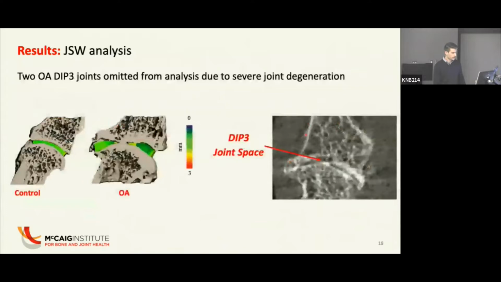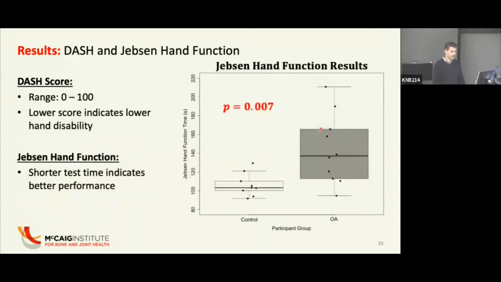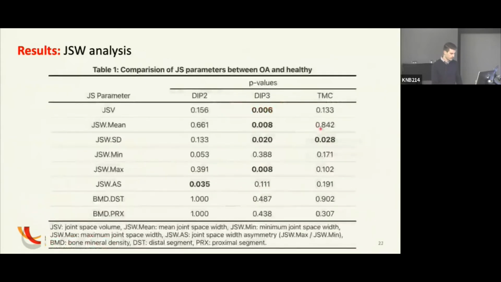For our joint space width analysis, we did have to omit 2 scans of the DIP3 joints due to severe joint degeneration, which prevented us from actually analyzing some of the joint space, as you can see in this example here. And just some quick results on the DASH and Jepson hand function test. As expected, we found the OA group had higher DASH scores, which indicated greater hand disability, and their hand function test times were higher as well, so indicating that they had worse hand function than the control group.